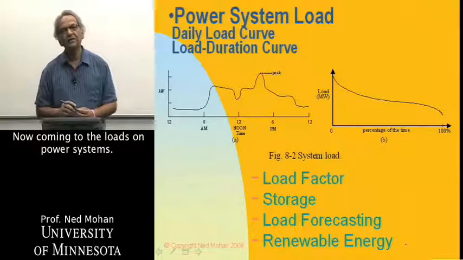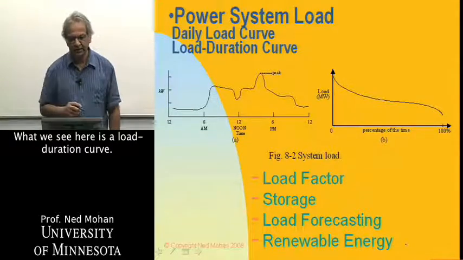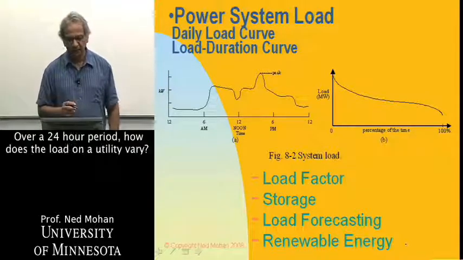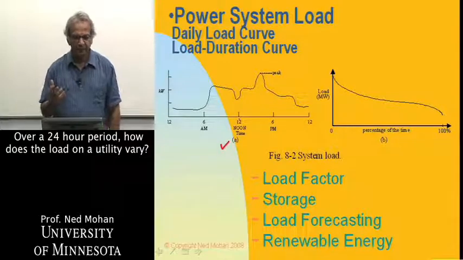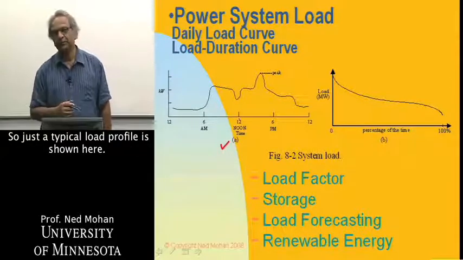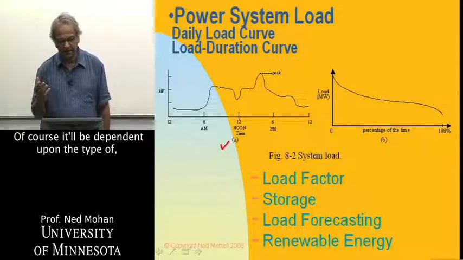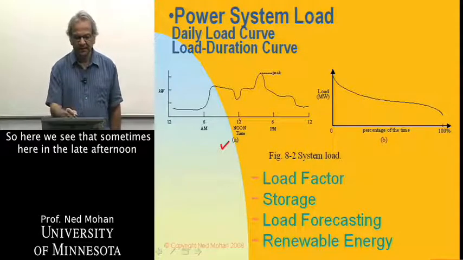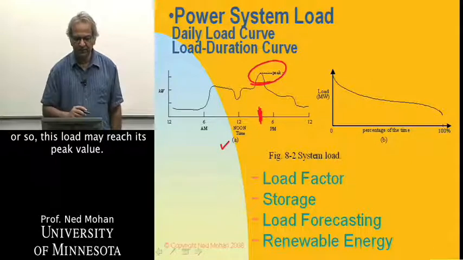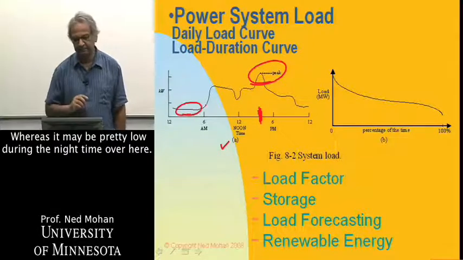Now, coming to the loads on the power system, what we see here is a load duration curve. Over a 24-hour period, how does the load on a utility vary? So just a typical load profile is shown here. Of course, it will depend on the type, from one utility to another. So here we see that, sometime here in the late afternoon or so, this load may reach its peak value, okay, whereas it may be pretty low during the night time over here.